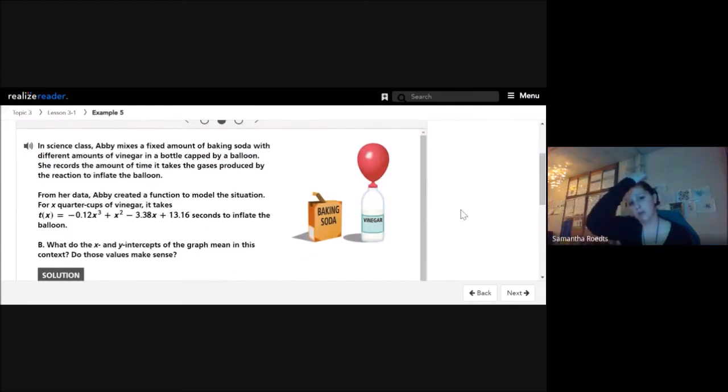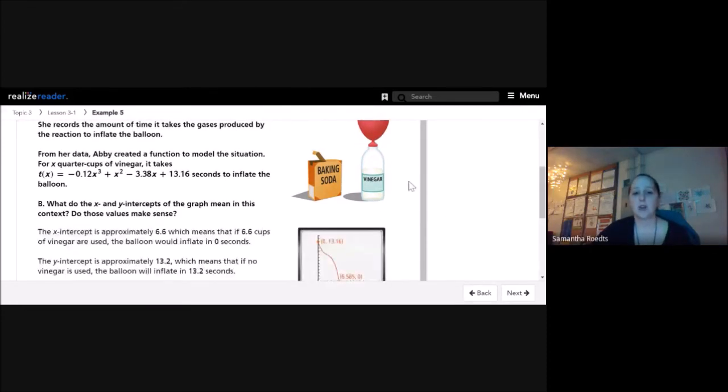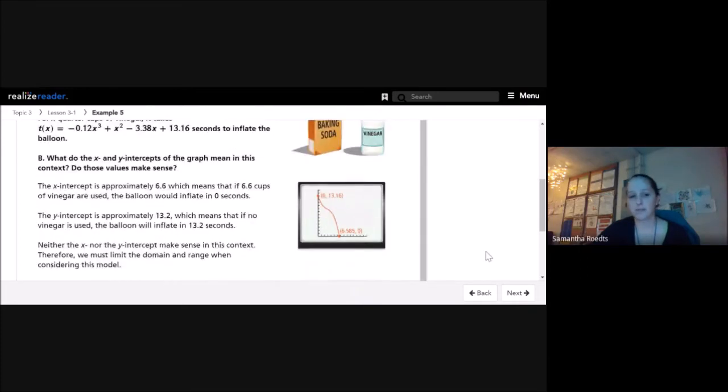So for letter B, what do the x and y intercepts of the graph mean in this context? Do these values make sense? The x-intercept is approximately 6.6, which means that if 6.6 cups of vinegar are used, the balloon would inflate in 0 seconds. The y-intercept is approximately 13.2, which means that if no vinegar is used, the balloon will inflate in 13.2 seconds. Neither the x nor the y-intercept makes sense in this context.